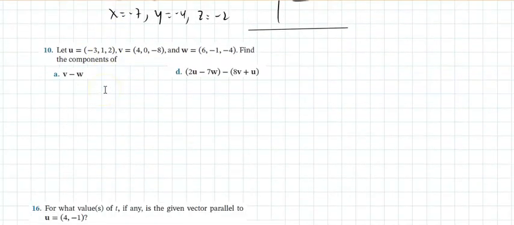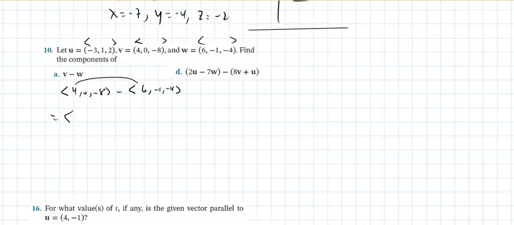Next up, we just want to make sure that we are comfortable. And again, I'm going to write these in component form. I know that's going to annoy you a bit, but that's how I'm used to it. If we want to subtract two vectors, you put v in order, 4, 0, negative 8, and you're going to subtract that from w. w is 6, negative 1, negative 4, and it's fairly simple. You just subtract the components accordingly. 4 minus 6, that's negative 2. 0 minus negative 1 is plus 1. And negative 8 plus 4 is negative 4.